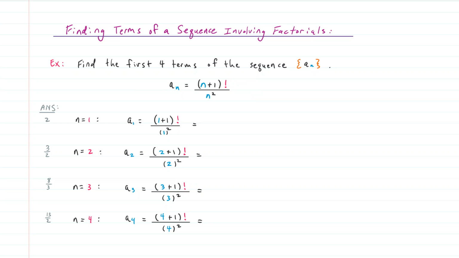So when n equals 1, all I'm doing is copy and pasting this general term down 4 times. And then I just replace the n everywhere with what n equals at that specific time. So our first time, n equals 1. So I replace the n with 1. 1 plus 1 factorial, that's just 2 factorial. And in the bottom I have 1 squared, which is 1. So 2 factorial just gives me 2 times 1, which is just 2.